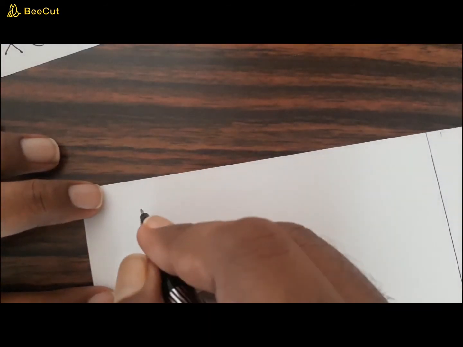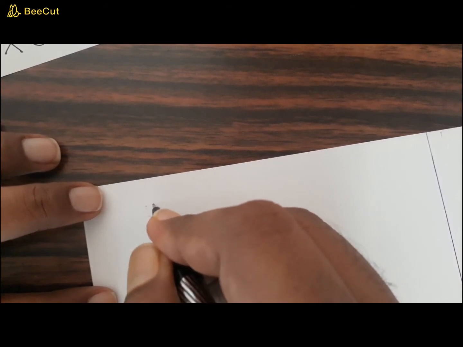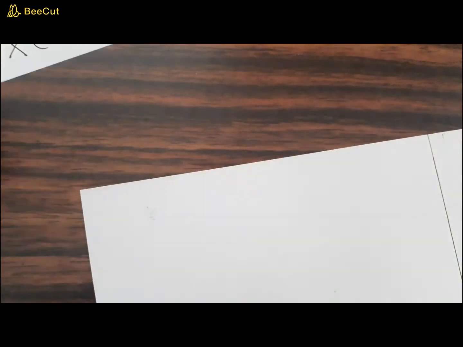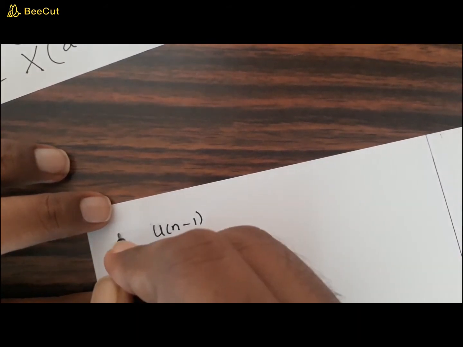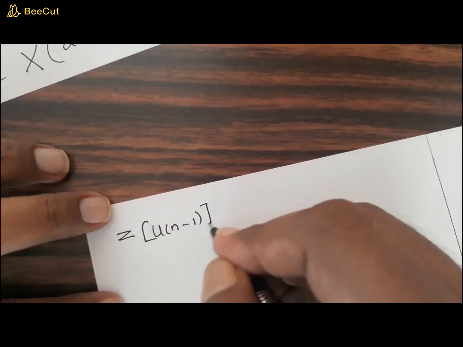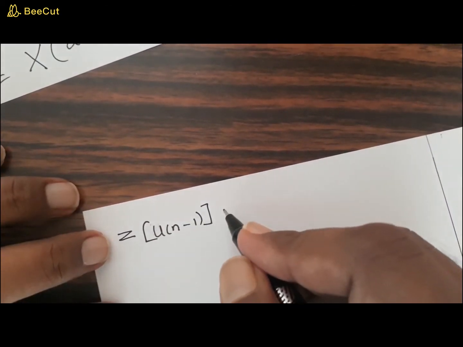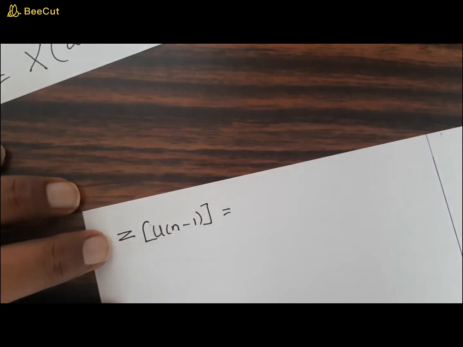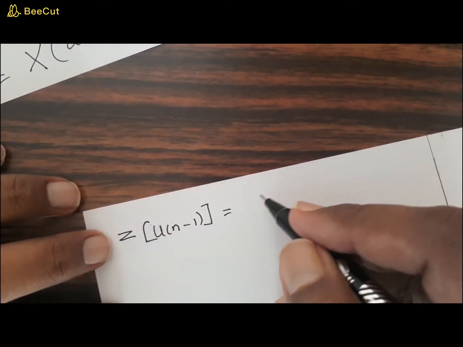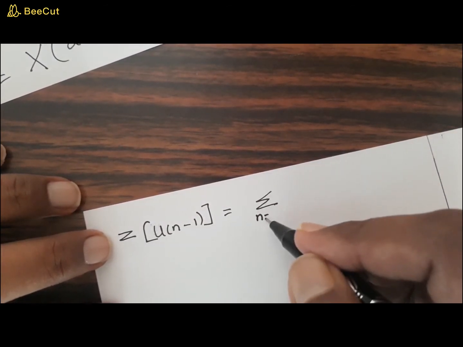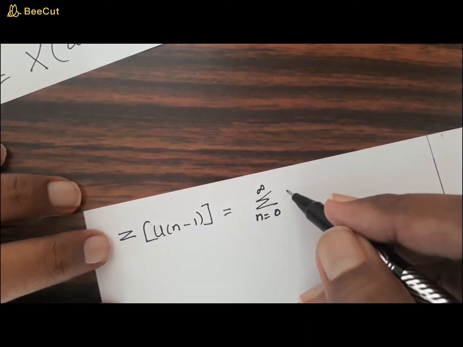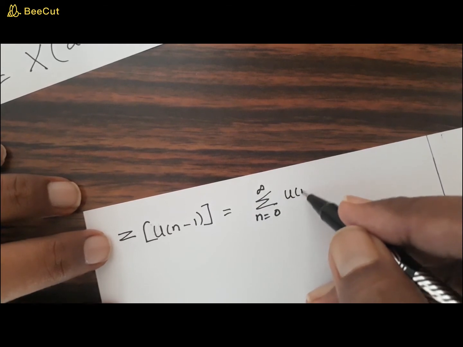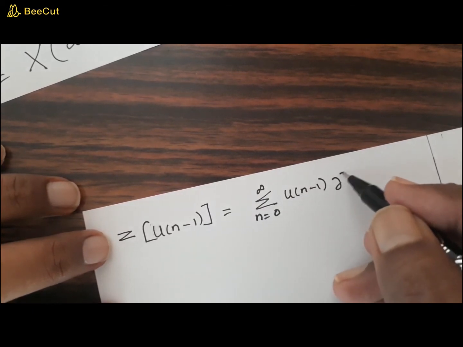Okay, let's start with a simple one: u of n minus 1. Okay, the Z transform of u of n minus 1. Suppose you are not aware of the time shifting property, you can do it only by using the sum over n equal to 0 to infinity of u of n minus 1 into z raised to minus n.